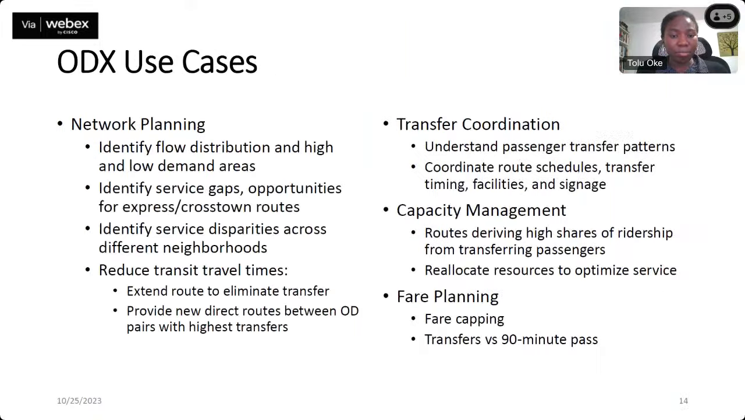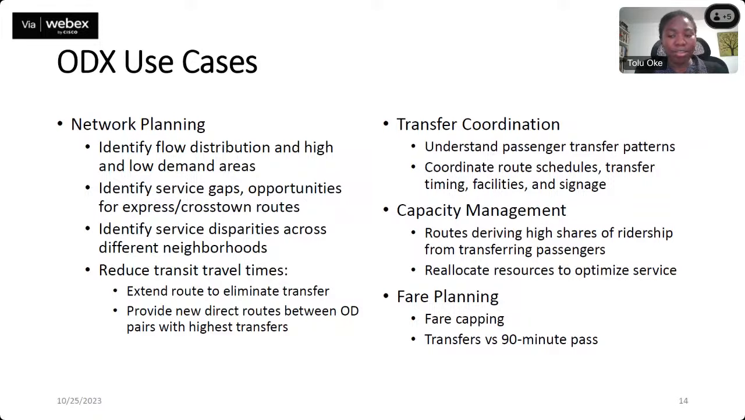So next slide, please. Lastly, I just wanted to mention some of the use cases that PVTA has been using the outputs of the model for. We've been using it for network planning to identify flow distributions and high and low demand areas. We've used it to identify service gaps and opportunities for express and cross-town routes. Sometimes we've seen that PVTA riders, because the system is hub and spoke, are going into the center of town only to transfer to another route to take them to a neighboring community that was a very short distance away on a direct route. And so this is providing us with information to plan more of these crosstown routes.